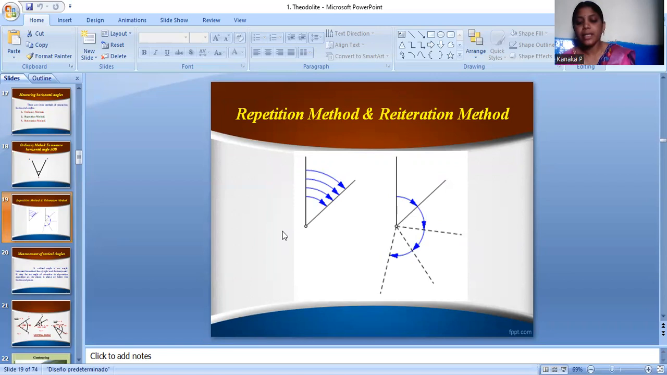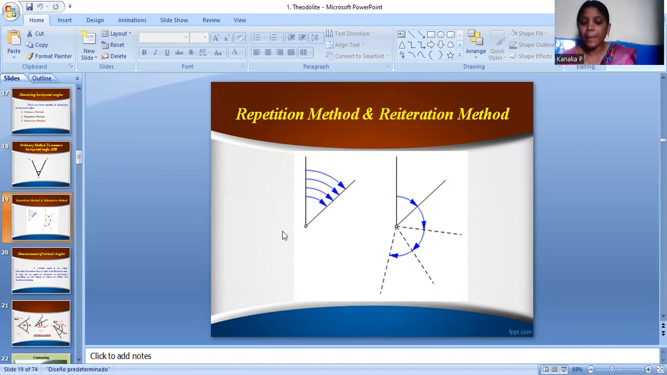Next, the vernier is set to 0 degrees. The lower clamp is loosened and the telescope is directed towards the left hand station A and bisected using the lower clamp and tangent screw. The vernier readings at A and B are once again checked for the initial readings, which are 360 degrees and 180 degrees.